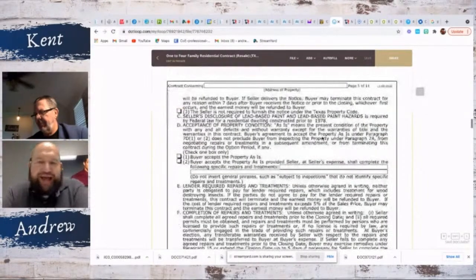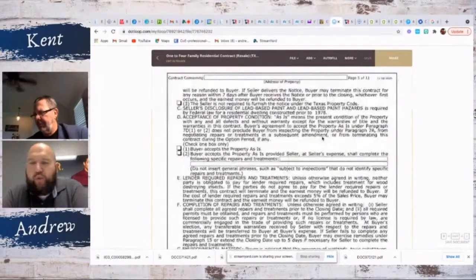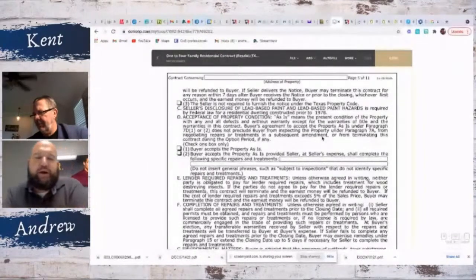Acceptance of property condition "as is" means the present condition of the property with any and all defects and without warranty, except for the warranties of title and warranties in this contract. Buyer's agreement to accept the property as is under paragraph 7D1 or 2 does not preclude buyer from inspecting the property under paragraph 7A or from negotiating repairs. You have to check one box.